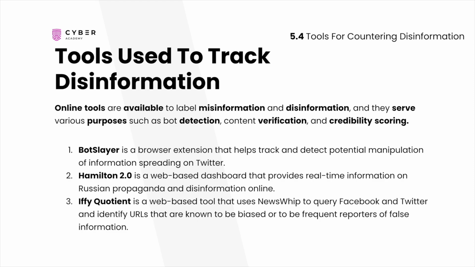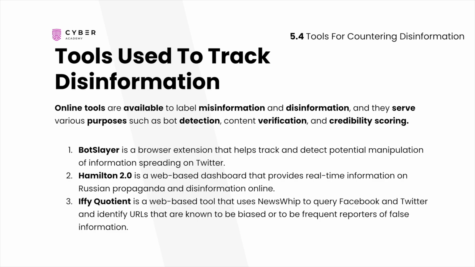Hamilton 2.0 is a web-based dashboard that provides real-time information on Russian propaganda and disinformation online. It does so by tracking hundreds of Russian-linked Twitter accounts that are related to influencing information in the United States and Europe. The tool provides analysis of the narratives and topics promoted by the Russian government and state-backed media on Twitter, YouTube, broadcast television, and state-sponsored news websites.